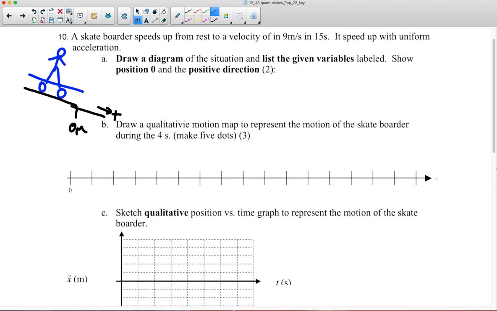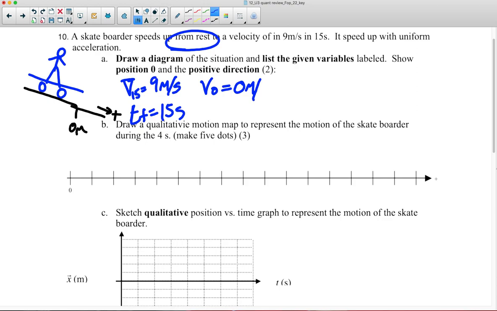We also have to list the given information. 9 meters per second represents the final velocity, or the velocity at 15 seconds. Our change in time, or final clock reading, is 15 seconds, but there's one other thing hidden in here a little with the words "from rest." And that means the velocity at time 0 is 0 meters per second. And then they're going to ask us what to find later.